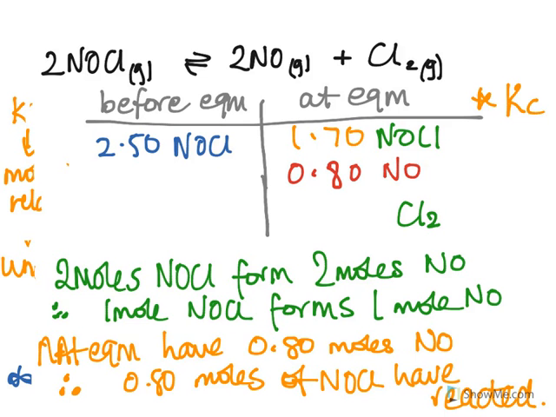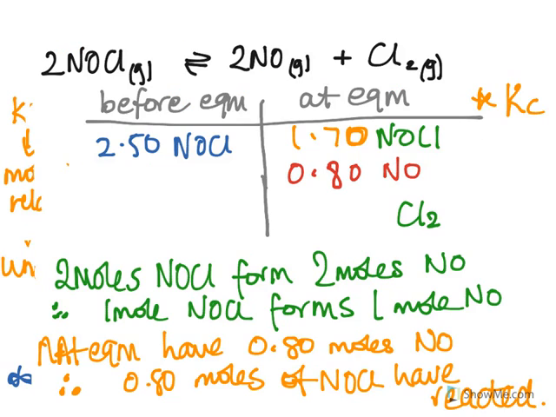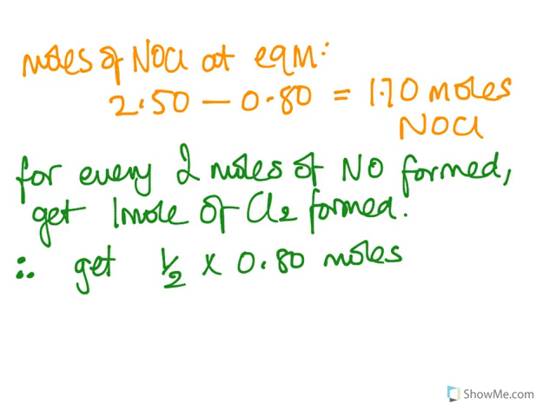So we can put that directly into our table here. Of course, the other thing, looking at the equation, we can see that for every 2 moles of NO we get formed, we only get 1 mole of Cl2. So in other words, if we get 0.8 moles of NO, then we get half as many, 0.40 moles of Cl2, and that's what we have at equilibrium.